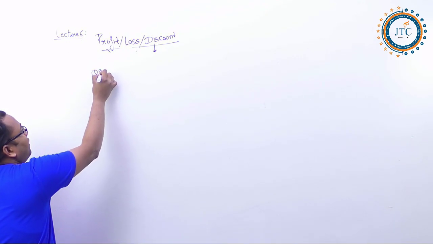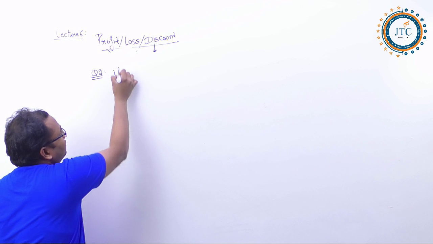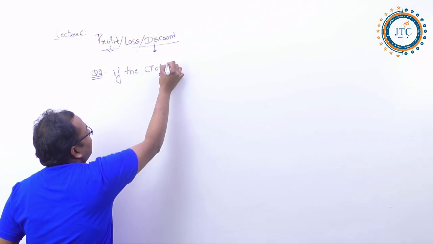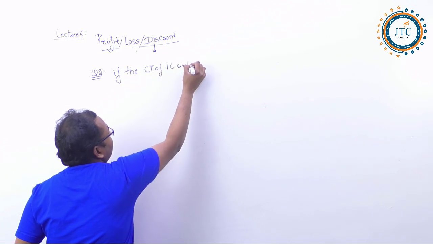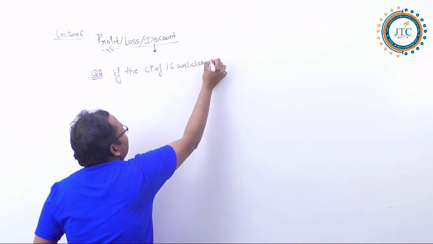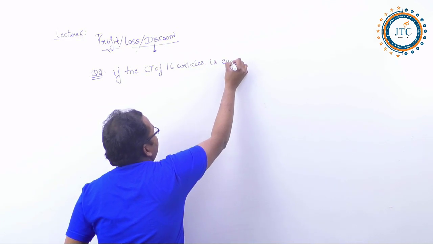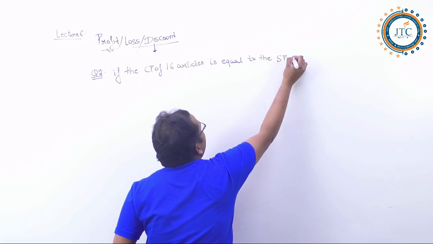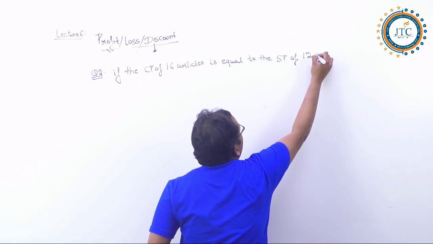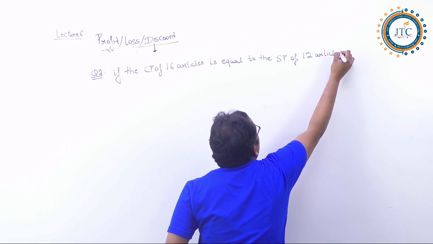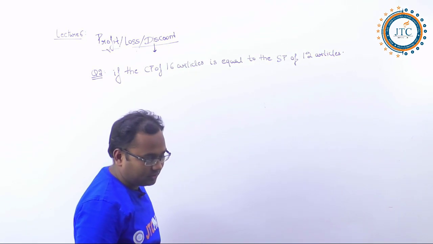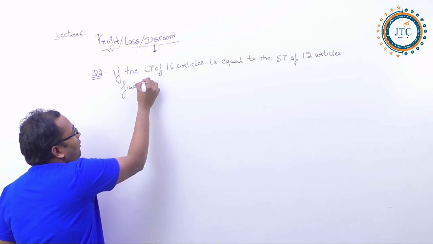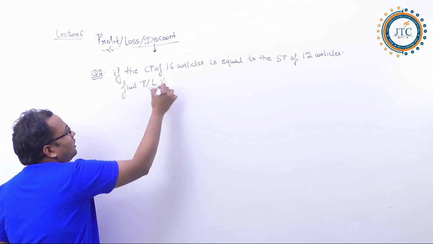So this question is for practice for all of you. The question is: if the cost price of 16 articles is equal to the selling price of 12 articles, then find the profit or loss percent. Try this question.